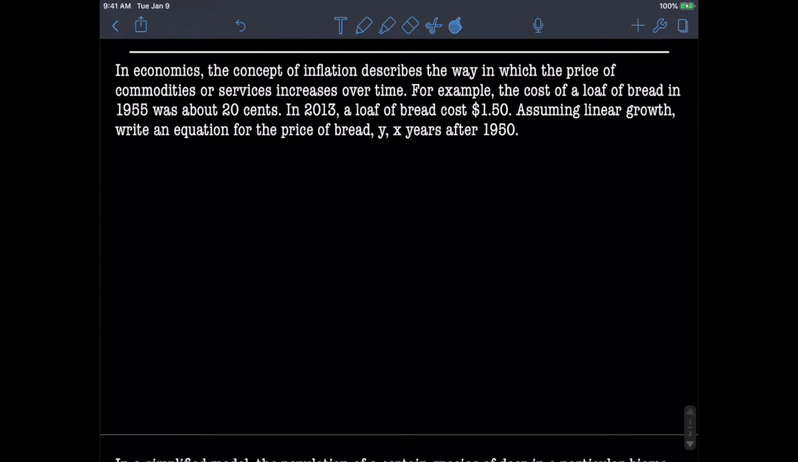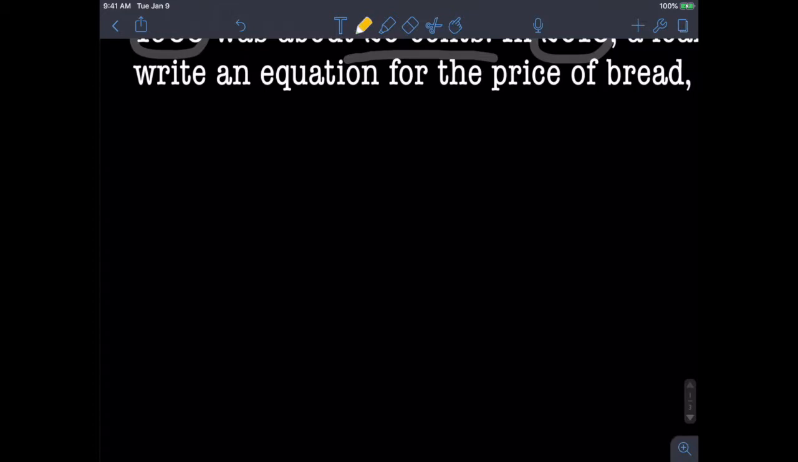Regardless of any typos, the first thing I'm always going to look for is paired off numbers. Here, I see that 1955 is associated with 20 cents, and 2013 is associated with $1.50. I also want to take note of the fact that x is defined as years after 1955. This is important because it's going to change the b value in my final equation, so I don't want to put the point (1955, 0.20). Instead, I'm going to think of 1955 as 0 years after 1955, and then the 20 cents will remain.